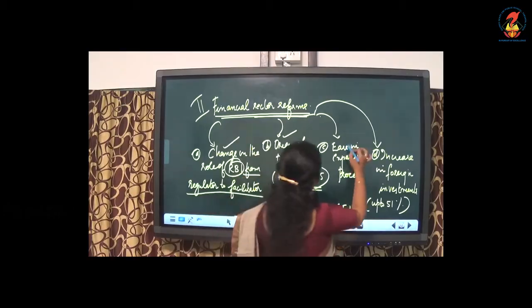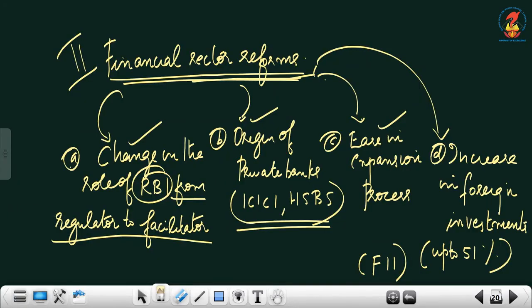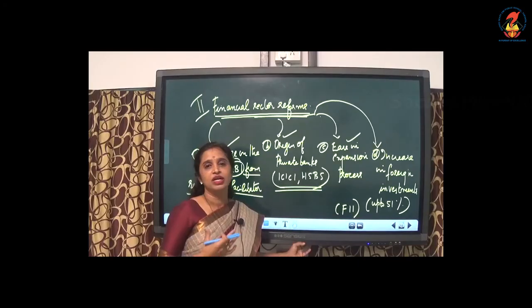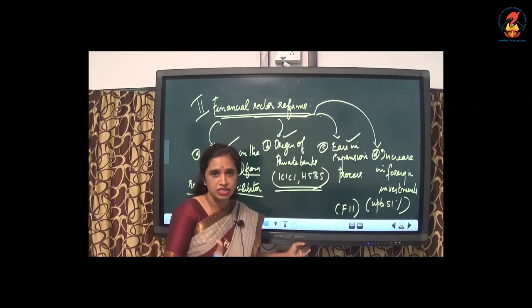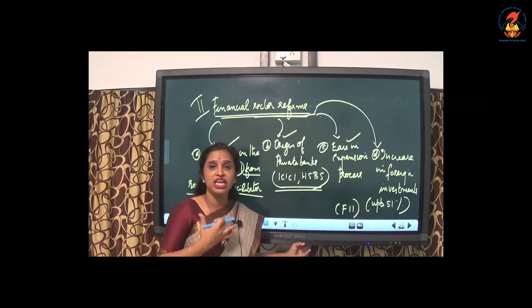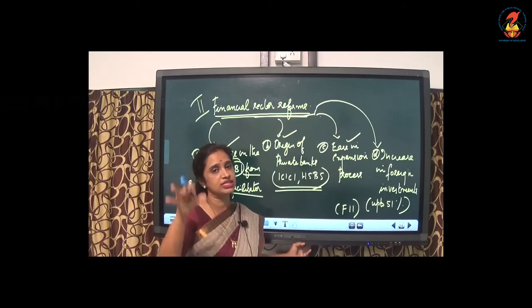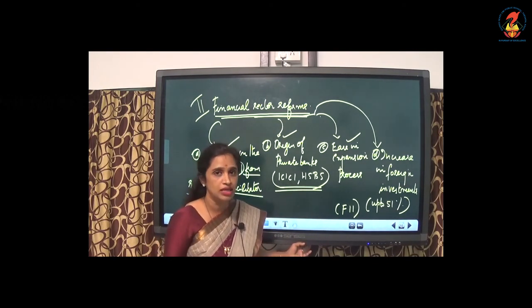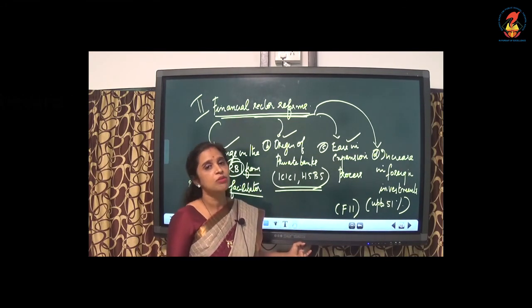The next one is ease in the expansion process. Commercial banks and other private banks need not wait for the RBI to grant permission for their expansion. If they want to expand, they can do it even without the permission of the RBI, because of the time consuming process and so many other issues. So they have full freedom to expand their branches. This was one financial sector reform which was undertaken in the year 1991 under liberalization of the new economic policy.